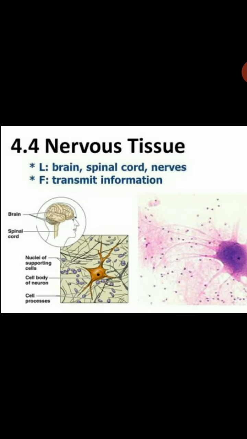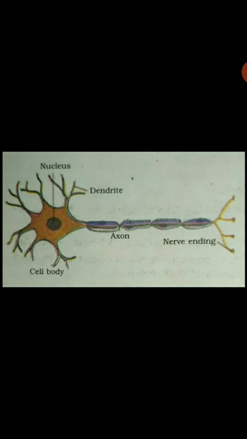Next we study nervous tissue. These transmit information through the brain, spinal cord and nerves. Nervous tissue contains highly specialized cells called nerve cells or neurons. These neurons have the ability to receive stimuli from within or outside the body and to send signals to different parts of the body. Each neuron has three main parts: the cell body or cyton, dendrites, and axon with nerve endings.